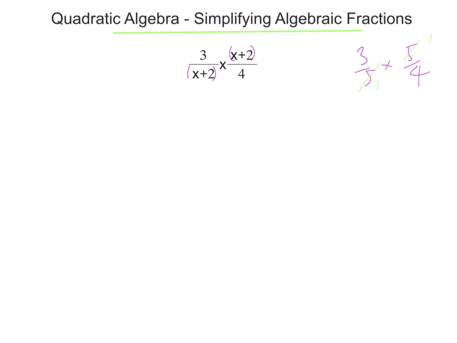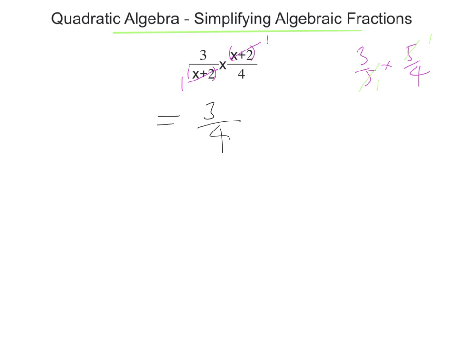So we can do the same thing here with this fraction. Even though it's got algebra letters in it, we can cancel the x plus 2 goes into x plus 2 once, x plus 2 goes into x plus 2 once. So that whole thing is equal to 3 times 1, which is 3, and over 1 times 4, which is 4. So it simplifies right down to 3/4.